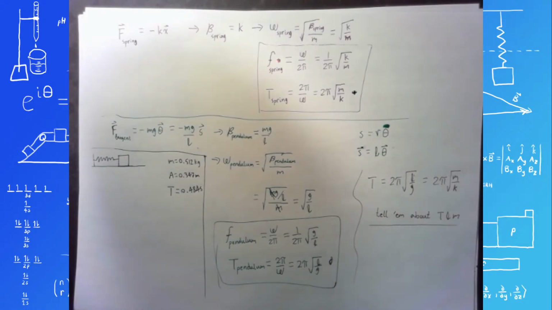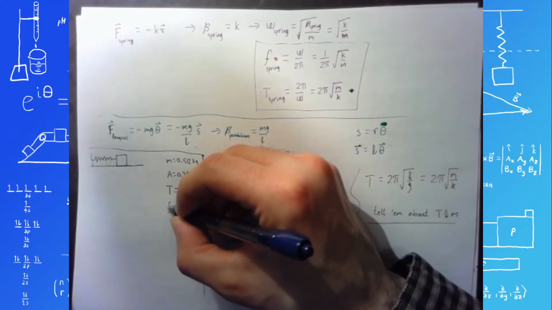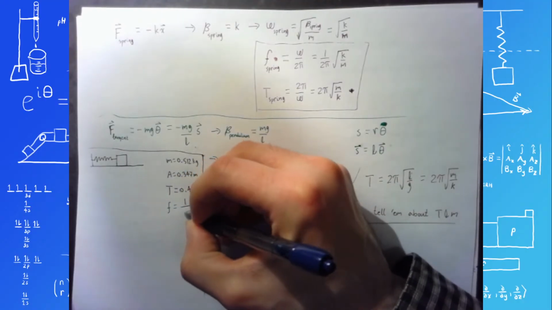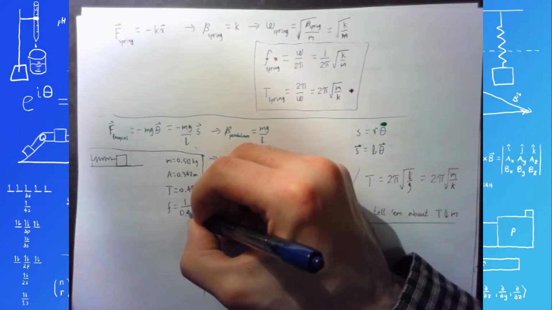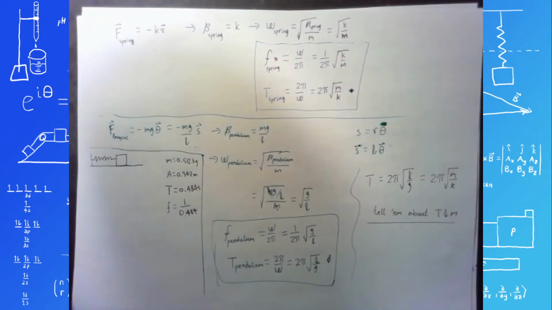Just got to remember to do that and see that the units do indeed come out in seconds. Anyway, so period was found. Part B, find the frequency. Okay, frequency is just 1 over the period. You all know how to do 1 divided by 0.484 on your calculators, so I'm not going to take the time to actually do that.